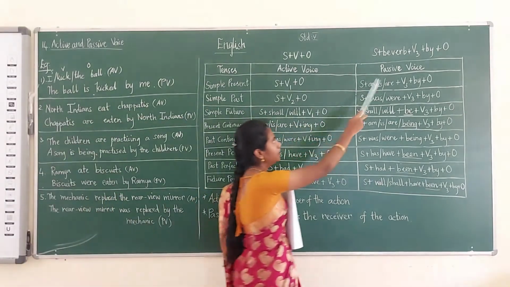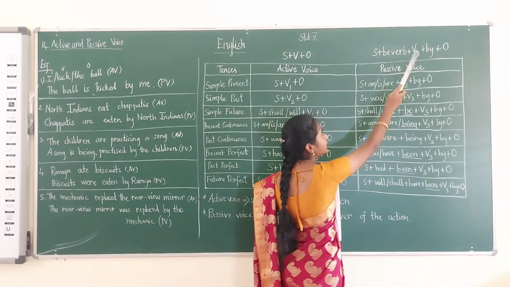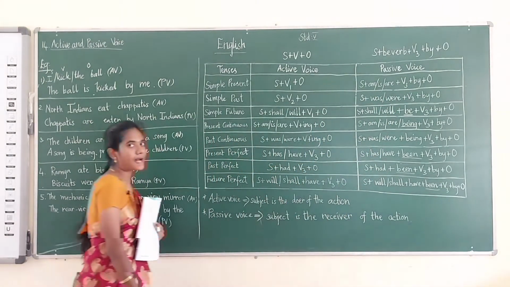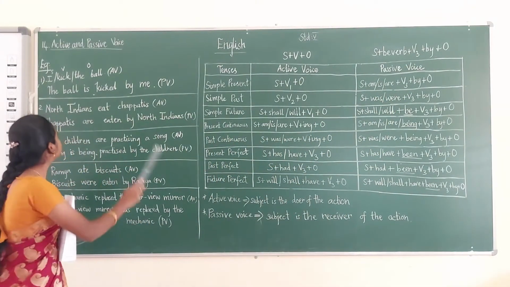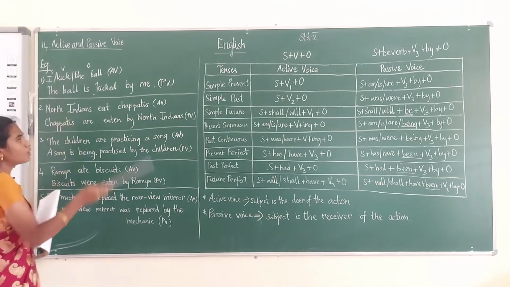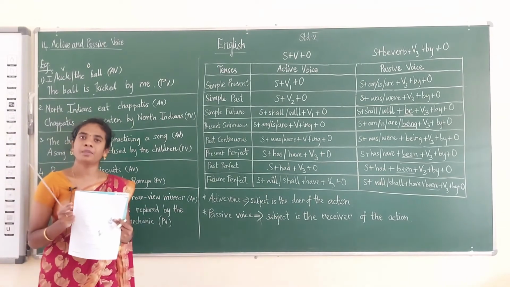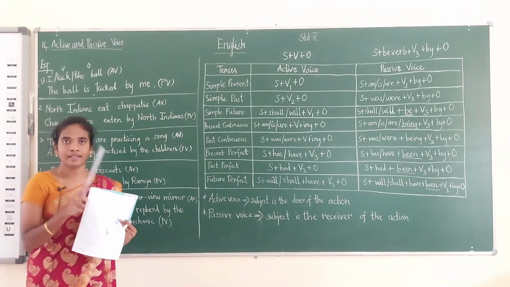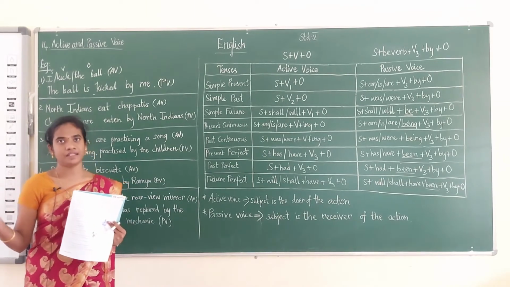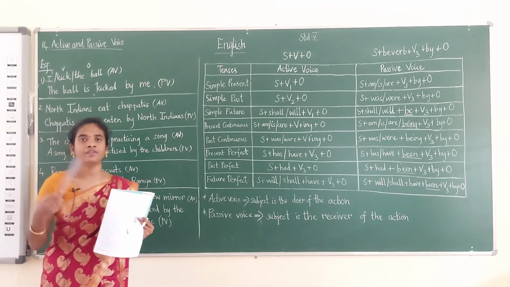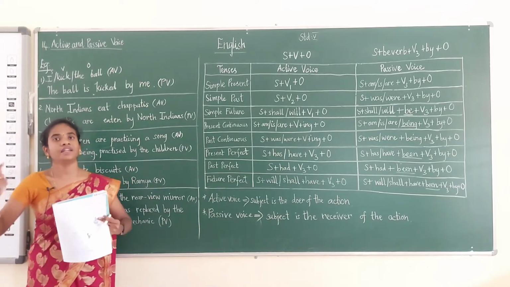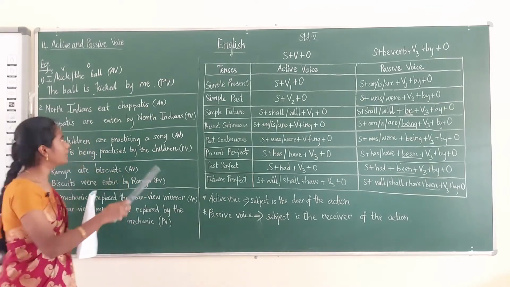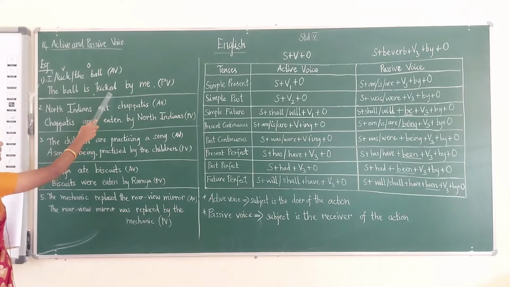We have written the be verb. The next we have to write the V3 form, that is the past participle form of the verb. So here the verb is kick. What is the past participle form of kick? That is kicked. Kick, kicked, kicked. V1 it is kick, V2 it is kicked, and V3 it is kicked. We have to write the V3 form, so we have written kicked.